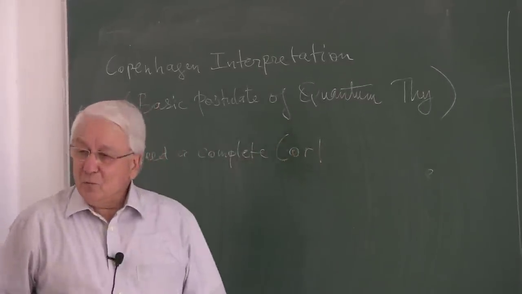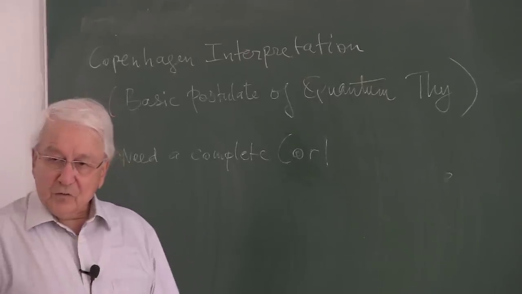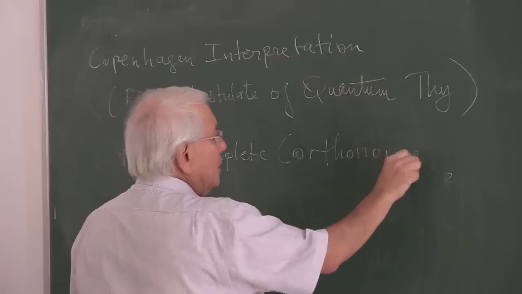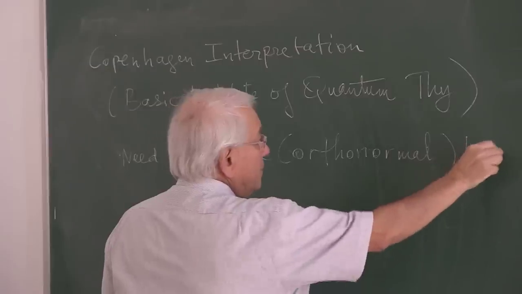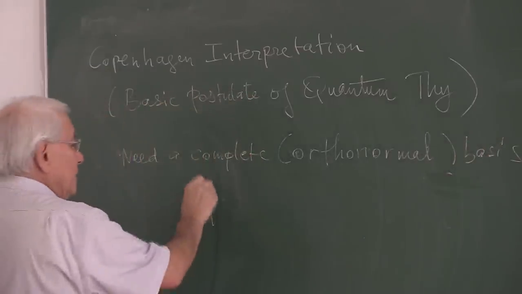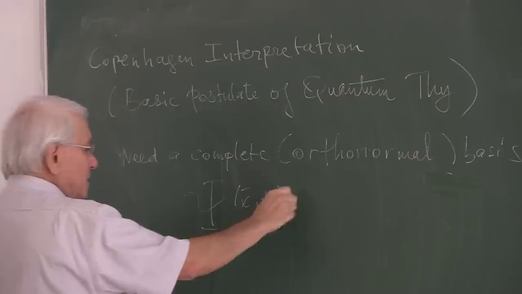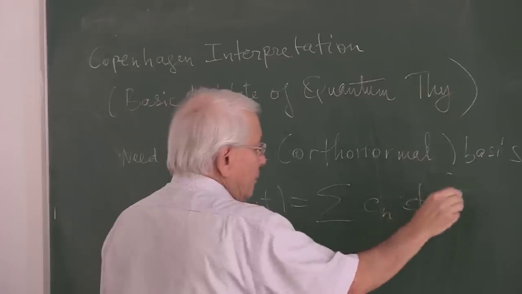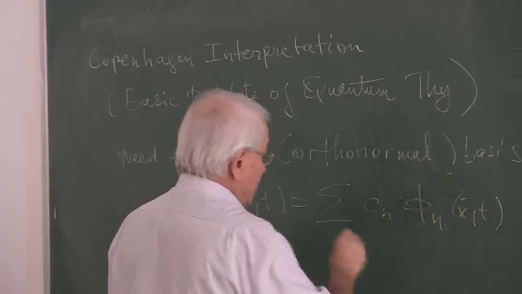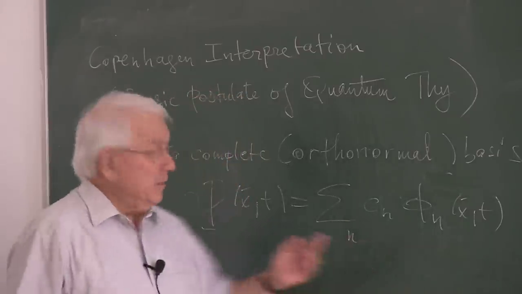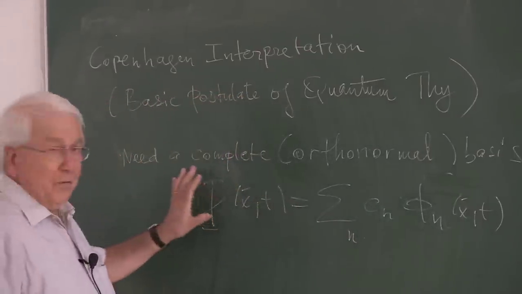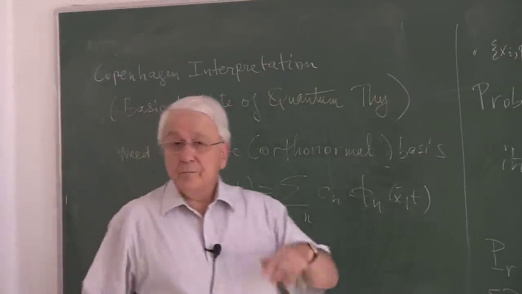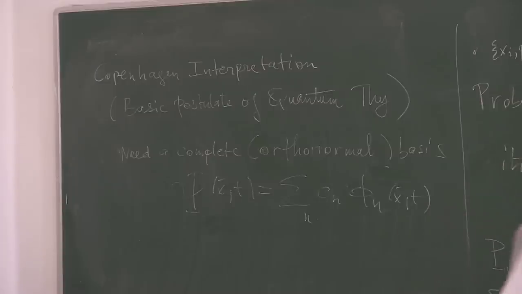Orthonormality is not that important. You can always normalize it, right? Using the Schmidt orthogonalization procedure. Then psi of x, t is going to be expanded in terms of these phi n of x, t. If this is complete, then it is expanded in terms of that. Whatever physical information you have in the abstract state is contained in the expansion. That's the famous Copenhagen interpretation, as simple as that.